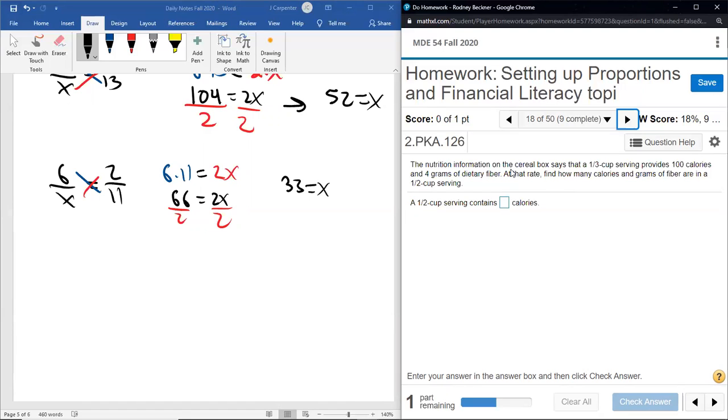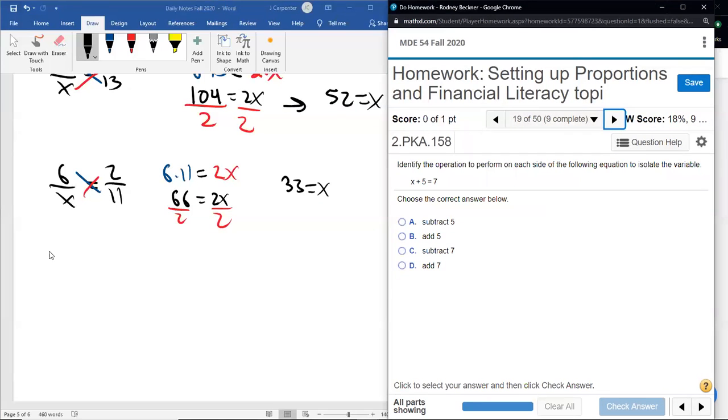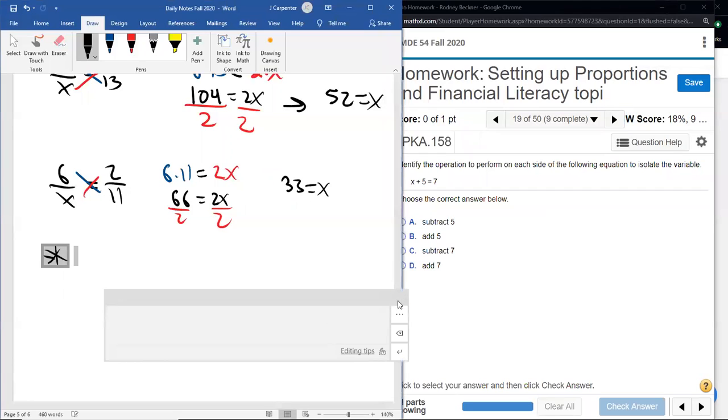This is definitely a more challenging problem because there's actually two different proportions you're kind of setting up here. So a third of a cup provides 100 calories and 4 grams. In fact, let's circle back to this one. Sorry. I want to circle back to that one in the interest of time, because that's going to take me about 12 minutes to go through because of the fractions. Sorry about that. The half and the third are going to muddy things up a little bit, and I don't want to take half of the time remaining for one problem. So circle back to that. Let me make a little note to myself. Silly. Number 18.